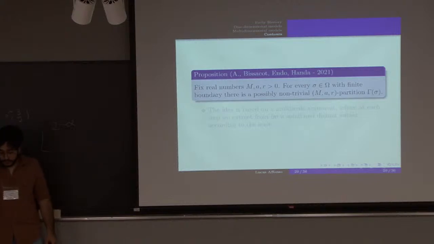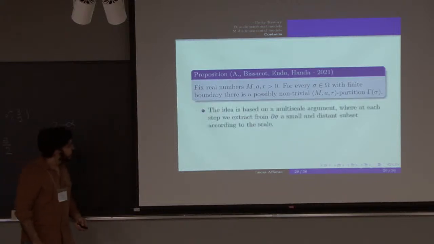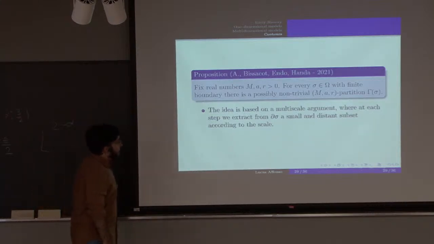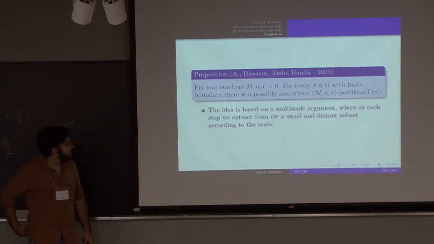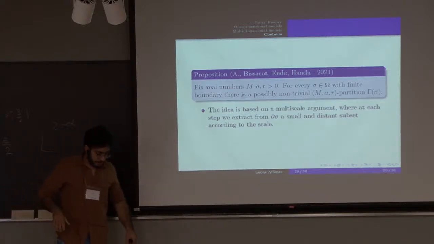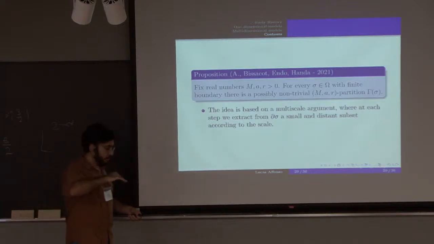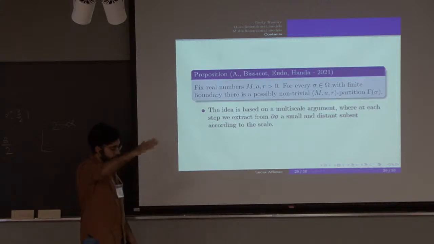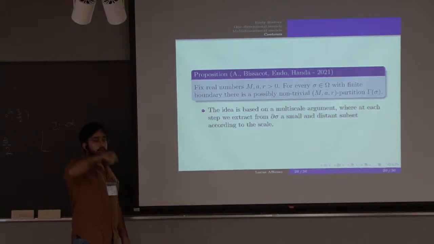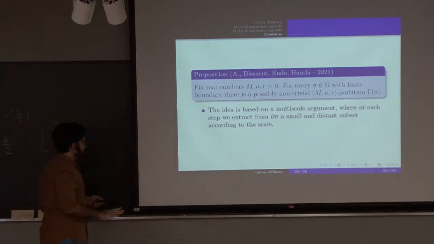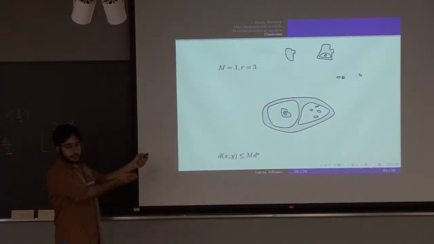How can we show that there is a possibly non-trivial one? So the idea is based on what is called a multi-scale argument. So the idea is that you have a notion of scales that you evolve, and then at each scale you do something and then you go to the next scale. You do something and you go to the next scale. This is the idea.